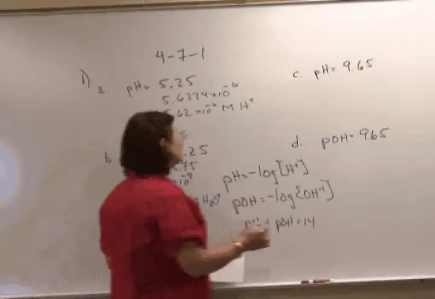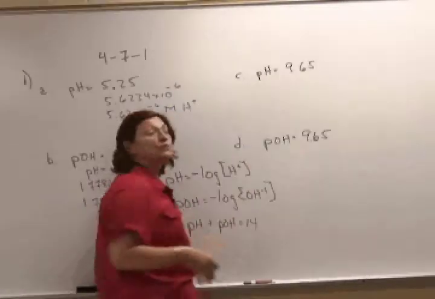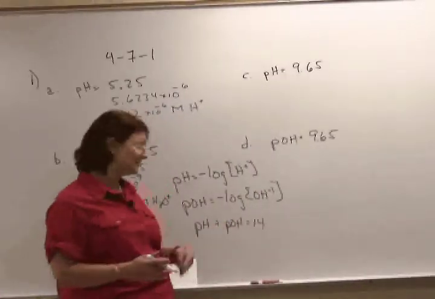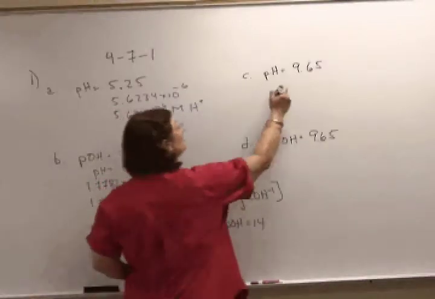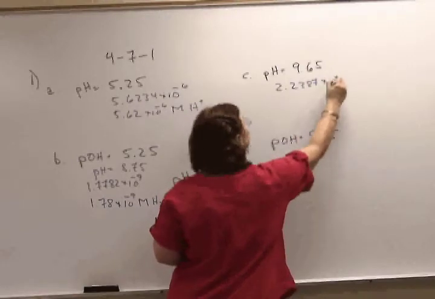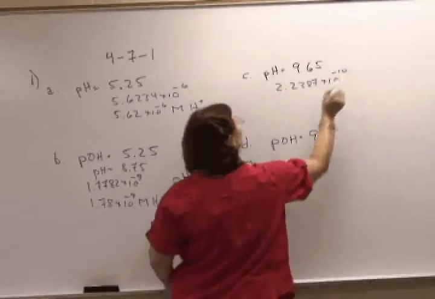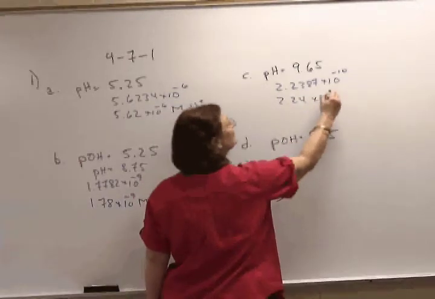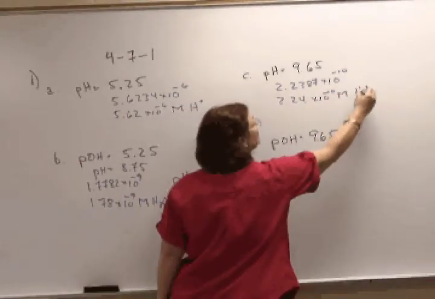And then the next one, we have a straightforward pH. So I make sure that this number is negative, and then I take the inverse log to get to the 10 to the x, and I come out with 2.2387 times 10 to the negative 10th. And therefore my answer is 2.24 times 10 to the minus 10th molar hydrogen ions.